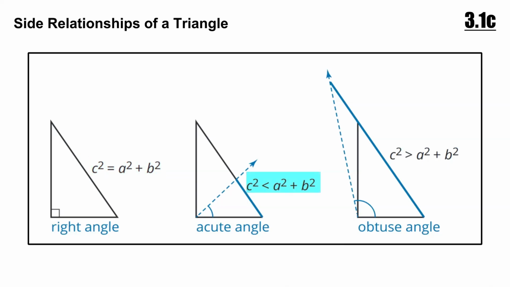But if the sum of the square of the two shorter sides is less than the square of the longest side, then the triangle will be an acute triangle. Lastly, if the sum of the square of the two shorter sides is greater than the square of the longest side, then the triangle will be an obtuse triangle.